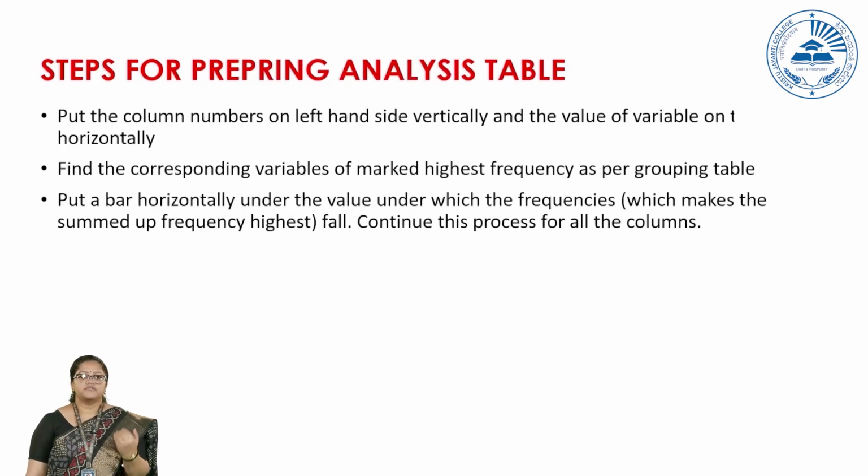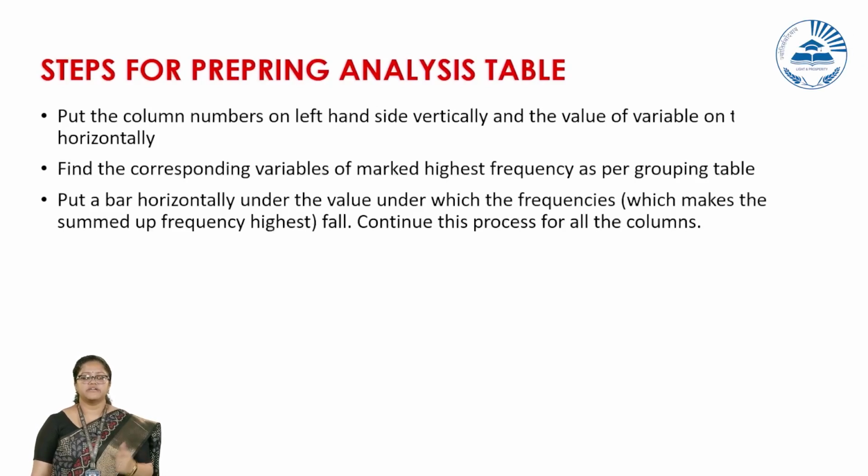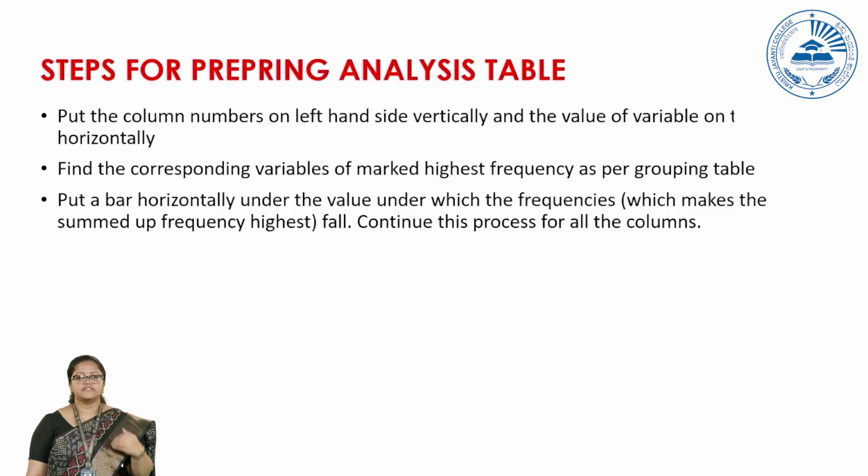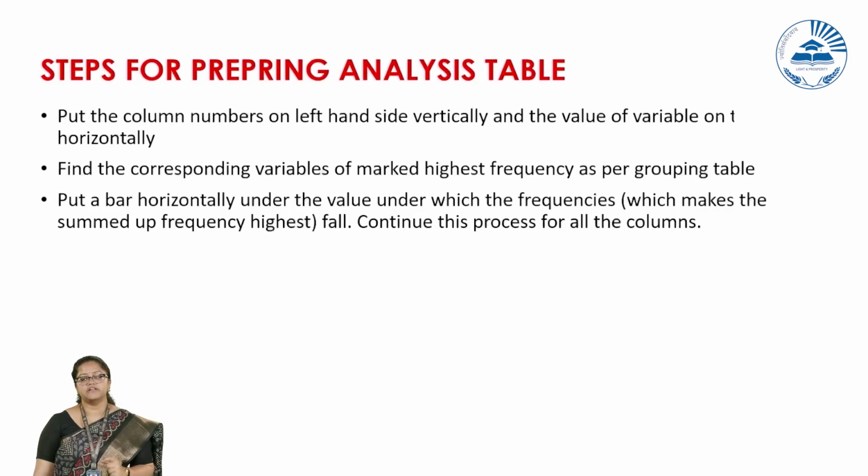Now we will see how to prepare the analysis table. We put the column numbers on the left-hand side, vertically, and horizontally we mention the values of the variable or the frequencies. To find the corresponding variables of the marked highest frequency as per the grouping table, we look into the values which have been summed up, and we put a horizontal bar in that particular analysis table. This is a continuous process for all the columns, and the highest value which we get from that analysis table is the mode that we will take.